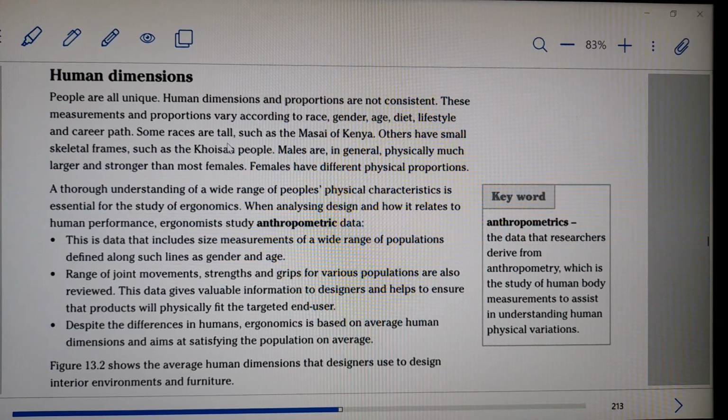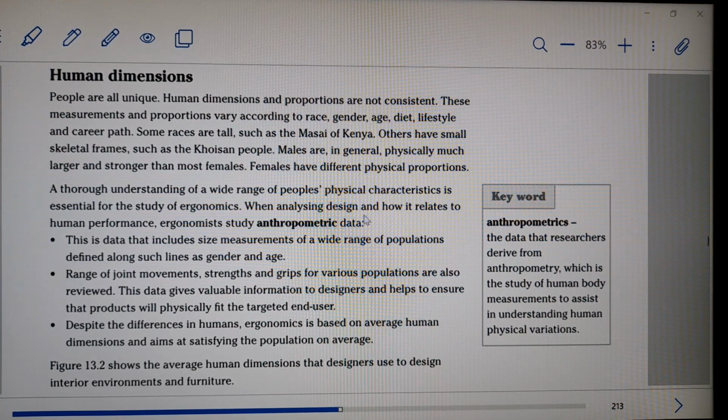Some races are tall, such as the Maasai of Kenya. Others have small skeletal frames, such as the Khoisan people. Males are, in general, physically much larger and stronger than most females. Females have different physical proportions. A thorough understanding of a wide range of people's physical characteristics is essential for the study of ergonomics.